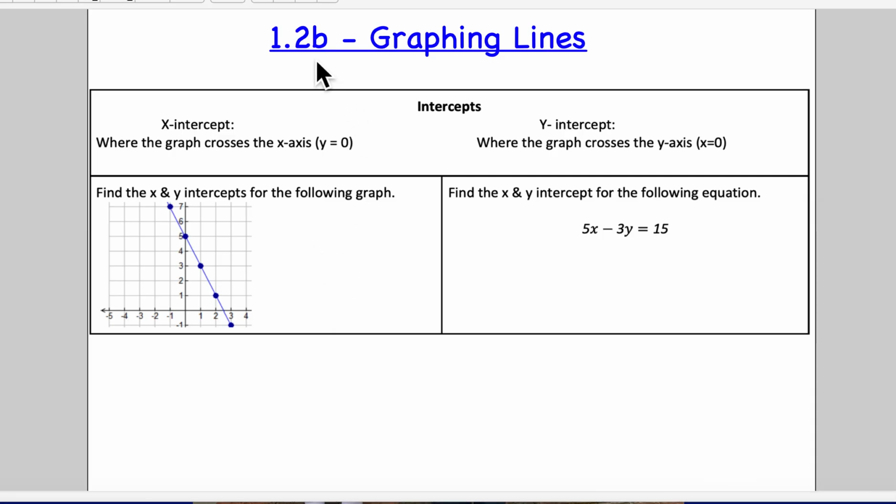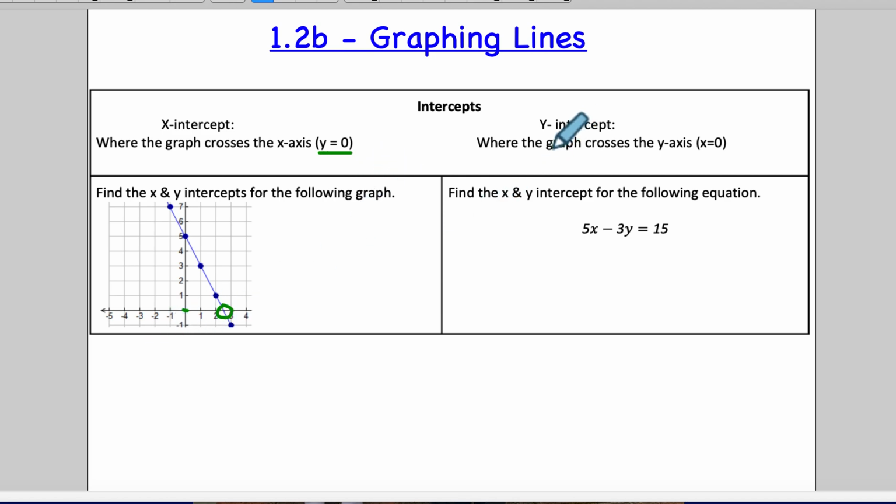So graphing lines is just going to take our slope lesson from last class and expand on it a little bit in terms of actually putting these things on a graph with a y-intercept and stuff. So when I say y-intercept and x-intercept, an x-intercept is where your graph crosses the x-axis. So right here, you can see I have an x-intercept at 2.5. And that's actually where your y value equals 0, right? So an x-intercept is where the y value equals 0. It's where it crosses the x-axis.